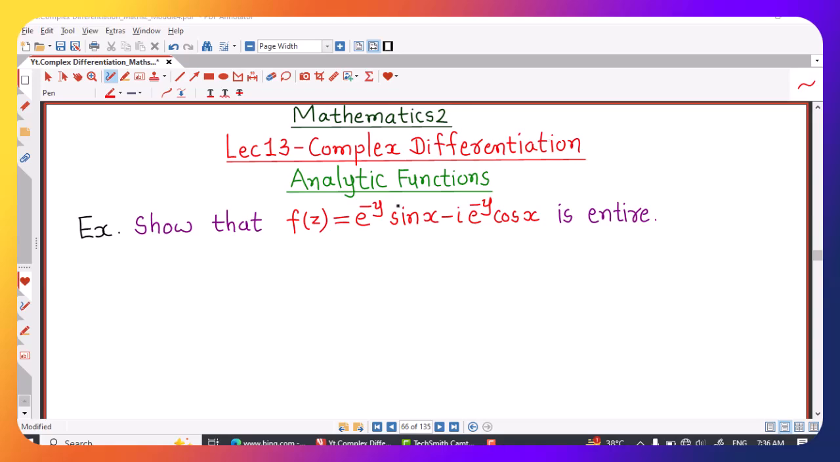Hello friends, I welcome you in lecture number 13 on complex differentiation. In this lecture also we will discuss two functions for their analyticity.